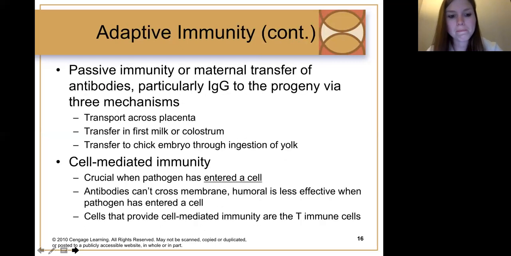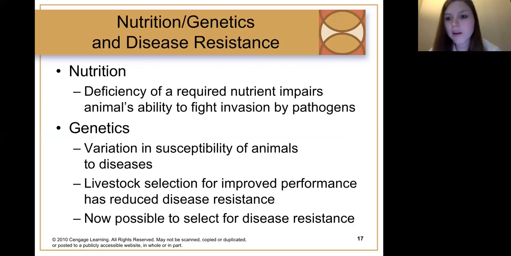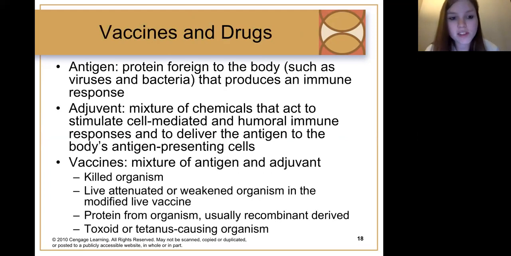Nutrition and genetics can also impact how animals fight diseases, along with other things that can impact how bad diseases are going to be.